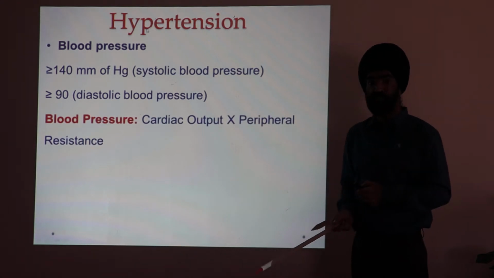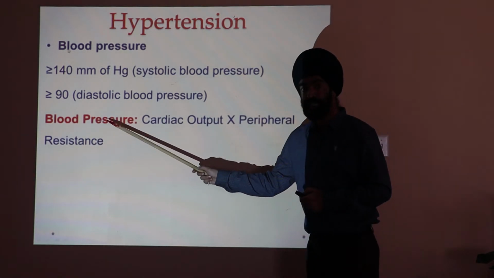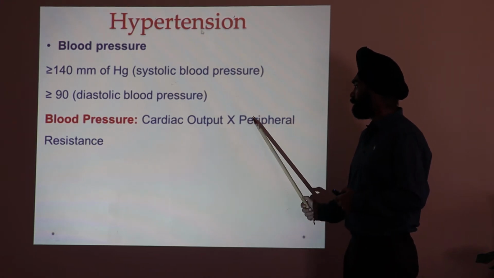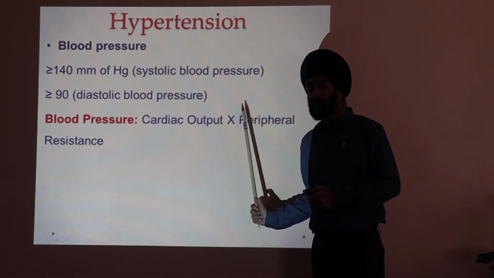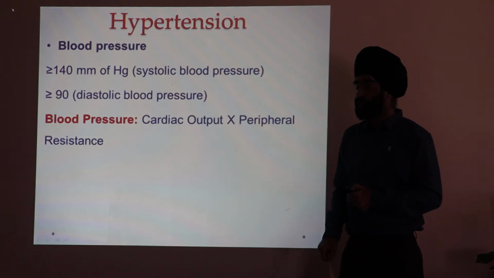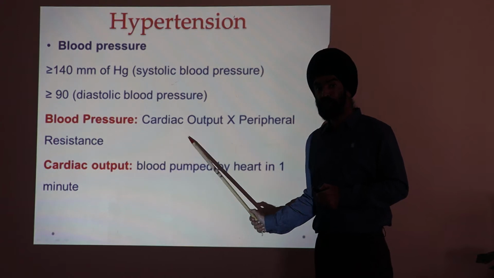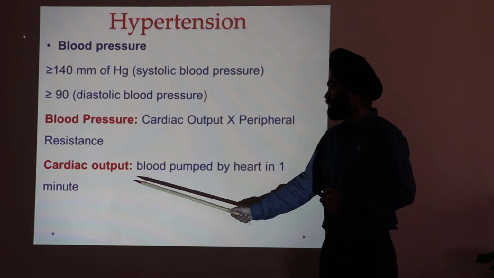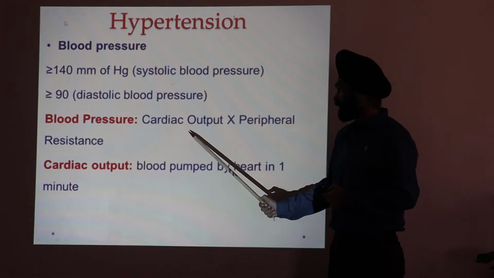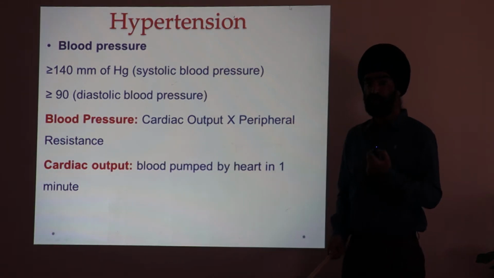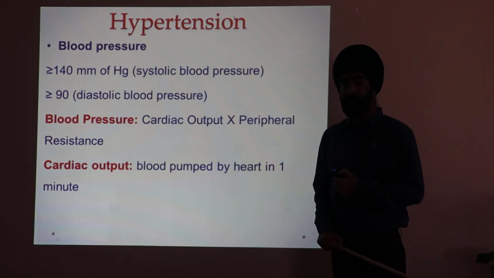And if we see the formula of blood pressure, it is equal to cardiac output and peripheral resistance. Multiply these two terms and you get the blood pressure. So what is cardiac output? Cardiac output is the amount of blood pumped by the heart in 1 minute. This is the contribution coming from the heart, how much the heart is contracting, what the blood volume is. That is cardiac output.